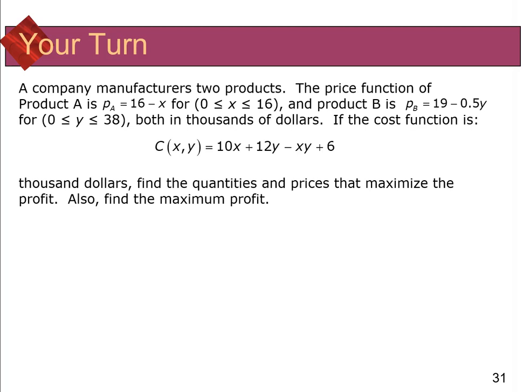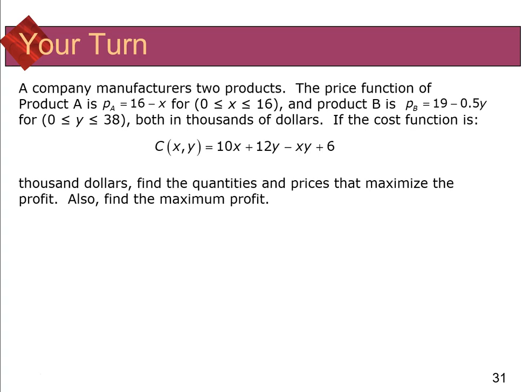But even for all the monopoly and duopoly talk here, let's have you do a similar exercise. A company manufactures two products. The price function of product A is P sub A equaling 16 minus X, for X being between 0 and 16. So X, of course, is the number of units of product A. The product B is P sub B equaling 19 minus 0.5 Y, for Y being between 0 and 38. Both of these price functions are in thousands of dollars.